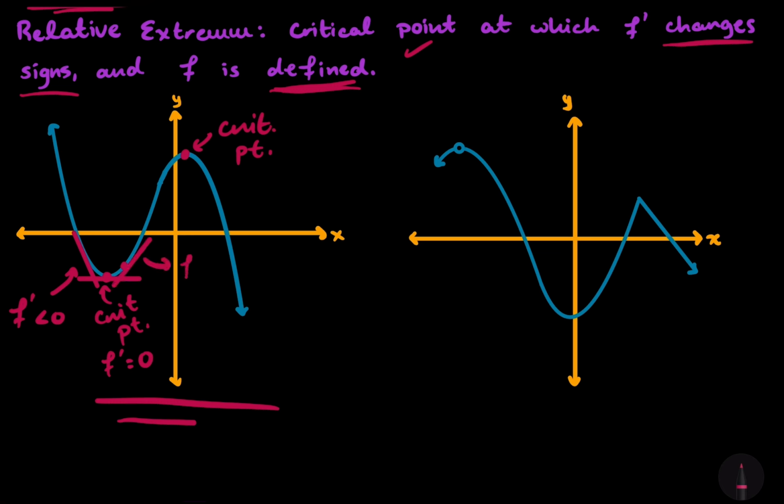So let me write that down. F prime is greater than 0 when we surpass our critical point. And so essentially, what happens visually is that when we're decreasing and then increasing, we have a relative minimum. So let me write that down.